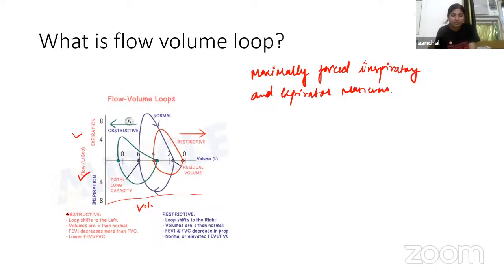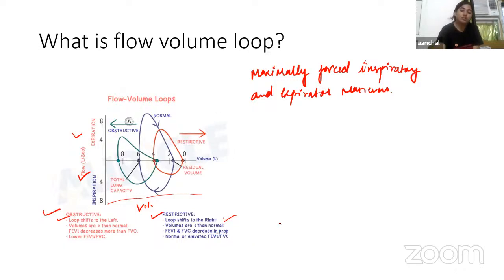Now, if we talk about restrictive and obstructive diseases, restrictive respiratory disease is an abnormal respiratory condition characterized by difficulty in inspiration, and obstructive respiratory disease is an abnormal respiratory condition characterized by difficulty in expiration, right? In obstructive disease, the loop shifts towards the left and the volume is greater than normal, FEV1 decreases more than the FVC, and there will be a lower ratio of FEV1 to FVC, right? Then in restrictive lung diseases, the loop shifts towards the right and the volume is lesser than normal, FEV1 and FVC decrease in proportion, and a normal or elevated FEV1 to FVC ratio can be seen in this condition, right?